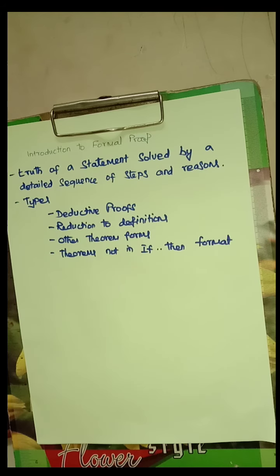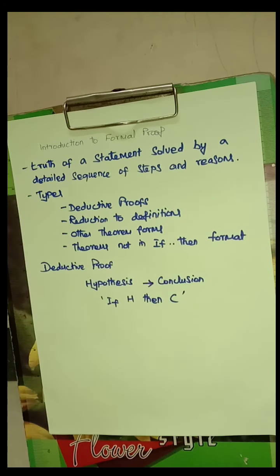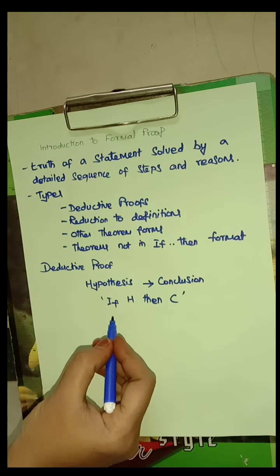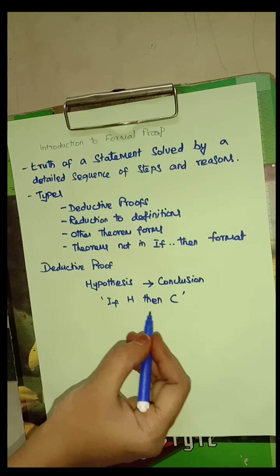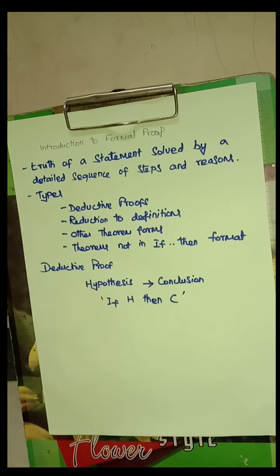First, let us see deductive proof. A deductive proof consists of a sequence of statements whose truth leads us from some initial statement called hypothesis, or the given statement, to a conclusion statement. So this can be represented as if H hypothesis then conclusion.